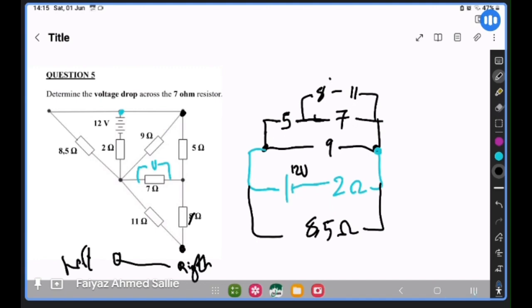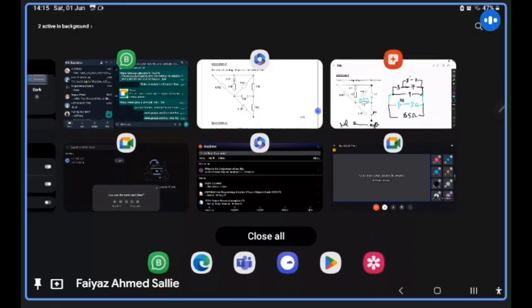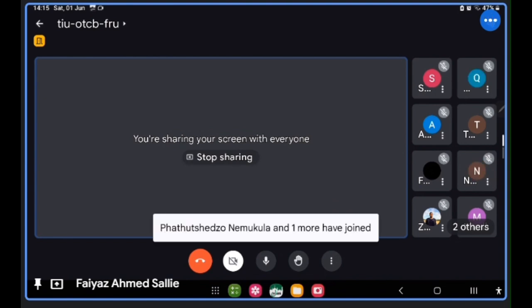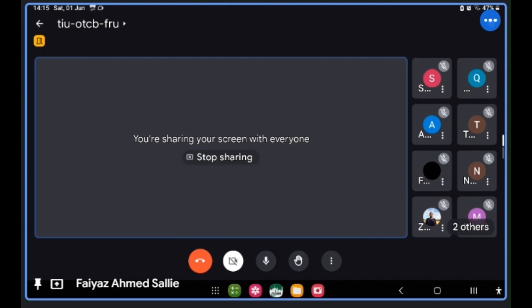Is there anyone who is lost or confused or who does not understand? Any questions on redrawing the diagram? Someone is asking me to start over again. Sure.